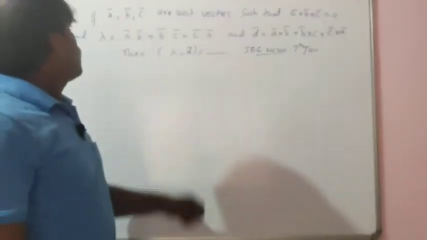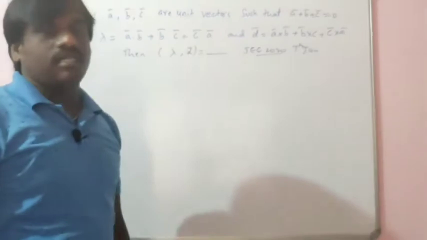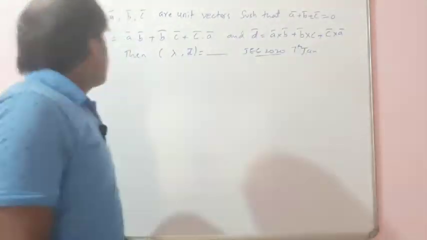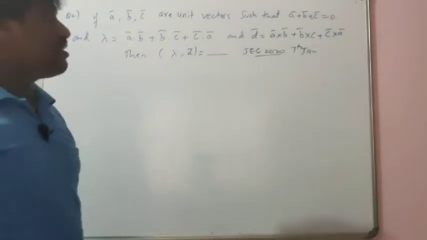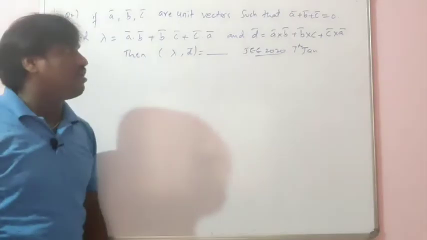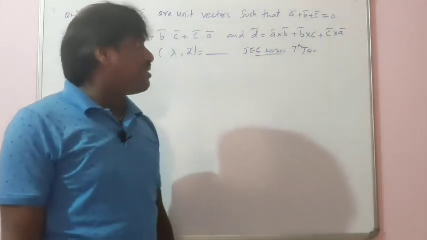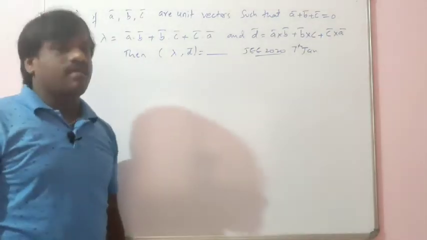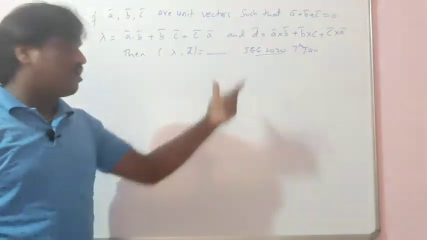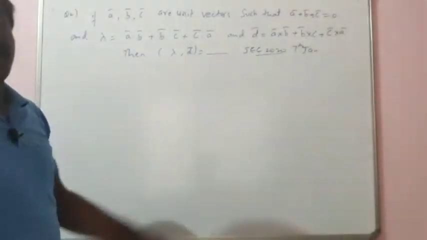Let's see, this question is: if vectors A, B, C are unit vectors such that A + B + C = 0, and lambda = A·B + B·C + C·A, and vector D = A×B + B×C + C×A, then (lambda, D) is equal to dash. These are the optional questions, MCQs, but I did not write the options. So let us find this directly.